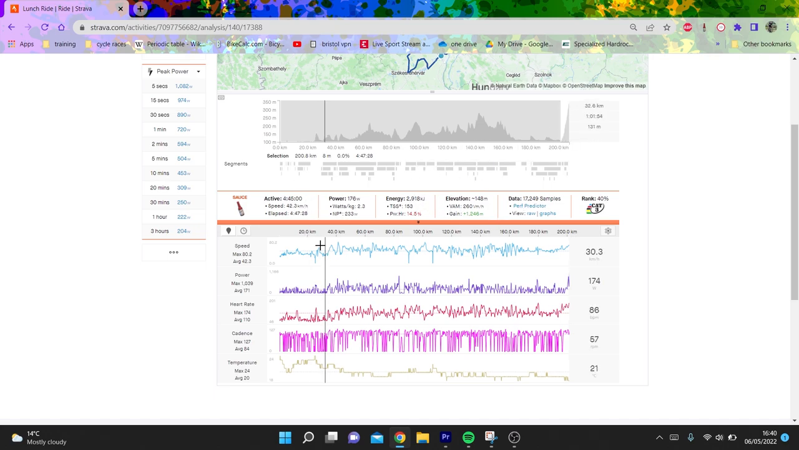3,000 kilojoules in over 4 hours. It really wasn't too hard. Average power 118, normalized 233 before the final climb.